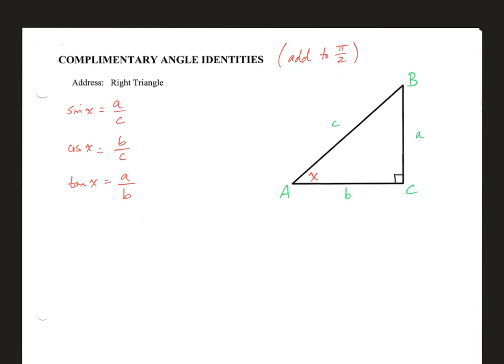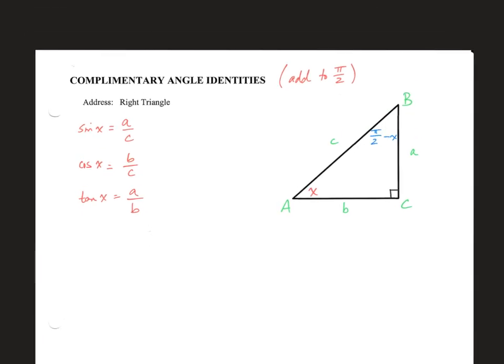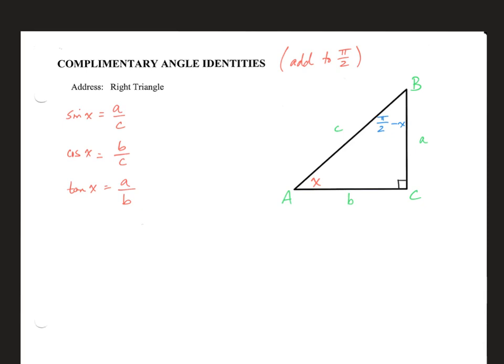Now, how do we end up getting some complementary angles? Well, if we know that one of the angles inside that right triangle is X, then the other angle must be 90 degrees minus X, or pi by 2 minus X. And so what I'd like you to do now is to go through and come up with expressions for each of your trig ratios from the other angle. This time focusing in on pi by 2 minus X.